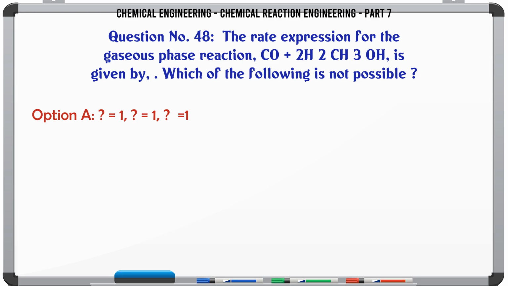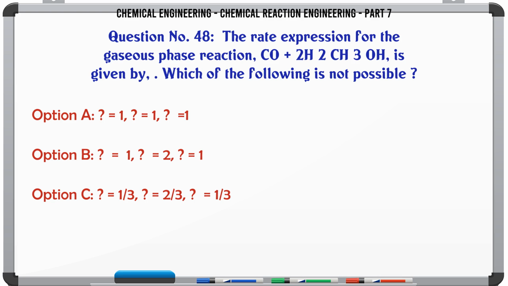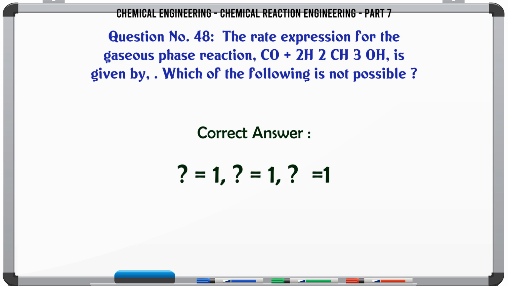The rate expression for the gaseous phase reaction CO2 + H2 → CH3O is given by which of the following is not possible? A. 1, 1, 1. B. 1, 2, 1. C. 1/3, 2/3, 1/3. D. 1/2, 1, 1/2. The correct answer is 1, 1, 1.